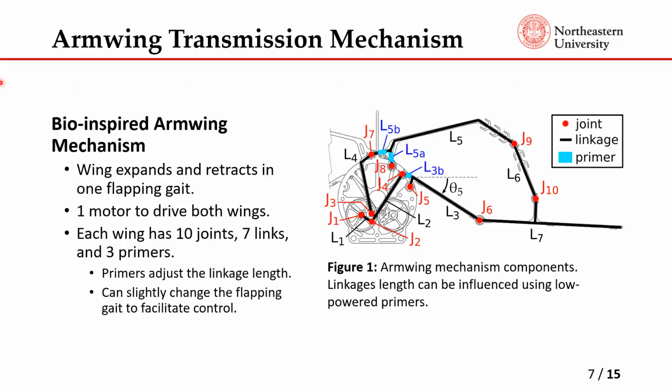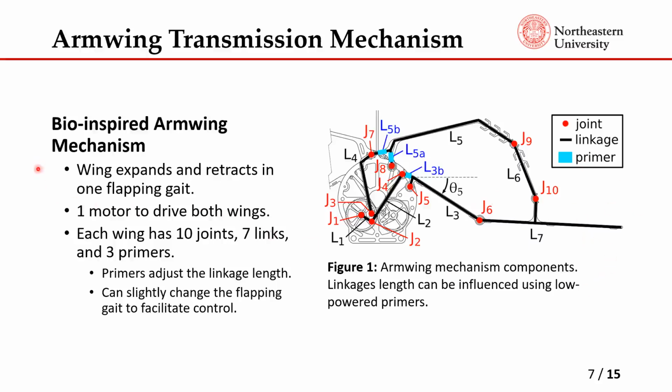So we have the Armwing transmission mechanism that was briefly shown in the introduction, which consists of a linkage mechanism right now. It's driven by the motor over here, and it's this linkage mechanism that forms the flapping gait of the robot. Some of these linkages are very sensitive to change, so a small change in length over here can result in a larger overall change in the flapping gait. So we place these primers, which are small powered actuators, to adjust the length of these linkages at the specific locations where it's most sensitive, to adjust the flapping gait of the robot.